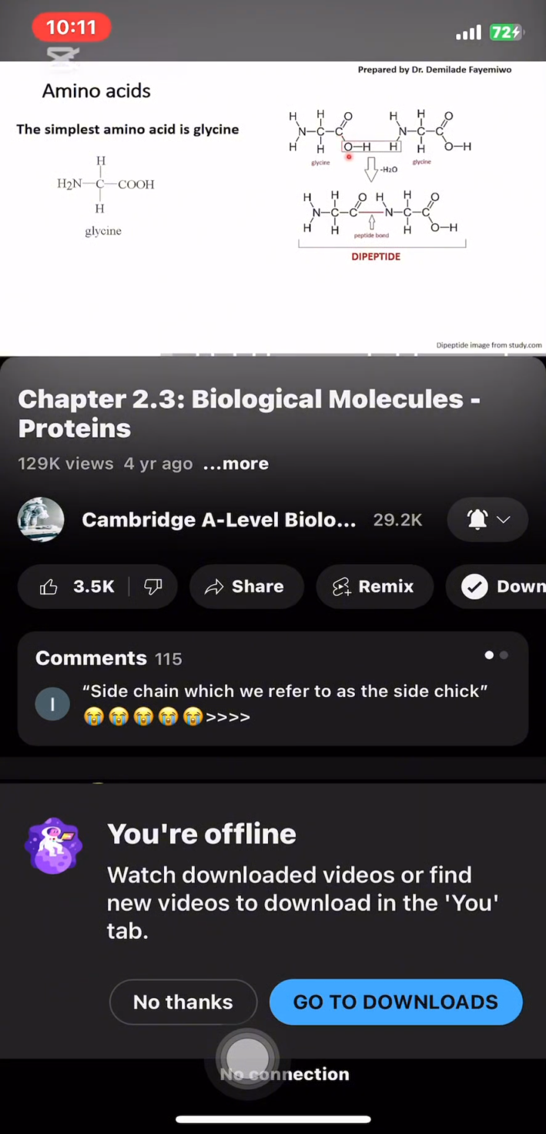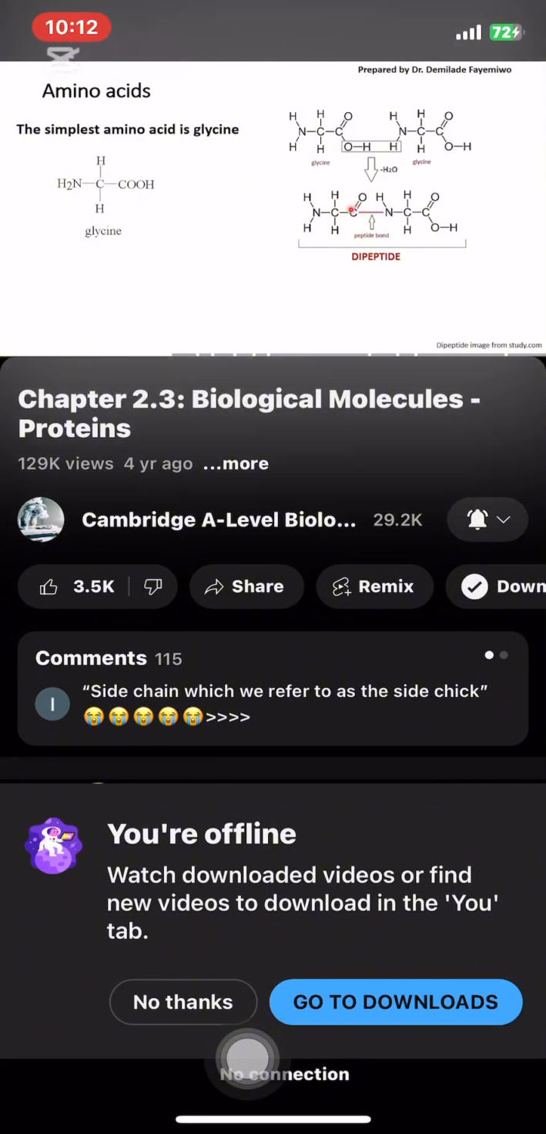When we combine two amino acids together, we form what we call a dipeptide. A dipeptide simply means that there are two amino acids in the structure. So if you think back to the carbohydrates lesson, you will remember that when you join two monosaccharides together, you get what we call a disaccharide. In the same way, when you join two amino acids together, you get what we call a dipeptide. And the bond that is formed between amino acids is called a peptide bond.